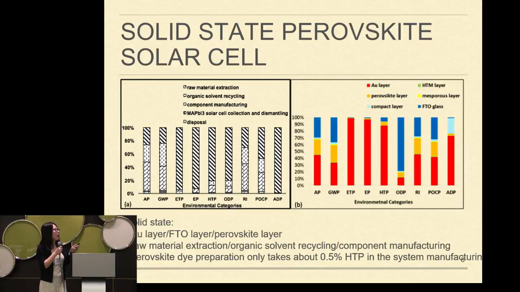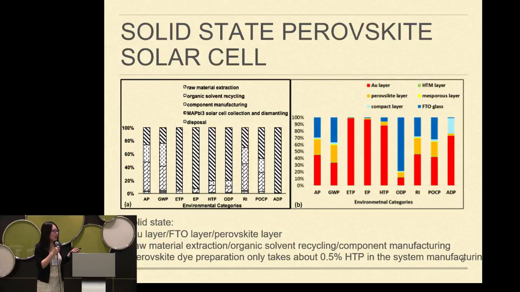And for the organic solvent recycling, here we assumed a scenario where 86% of the organic solvent is recycled, and a large amount of organic solvents are used in preparing the FTO glass and the perovskite dye layer. And for the component manufacturing, the main contribution is from the electricity usage in this layer.